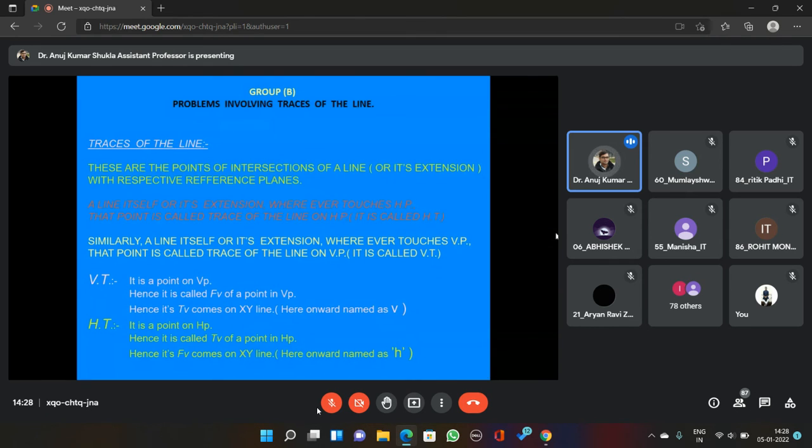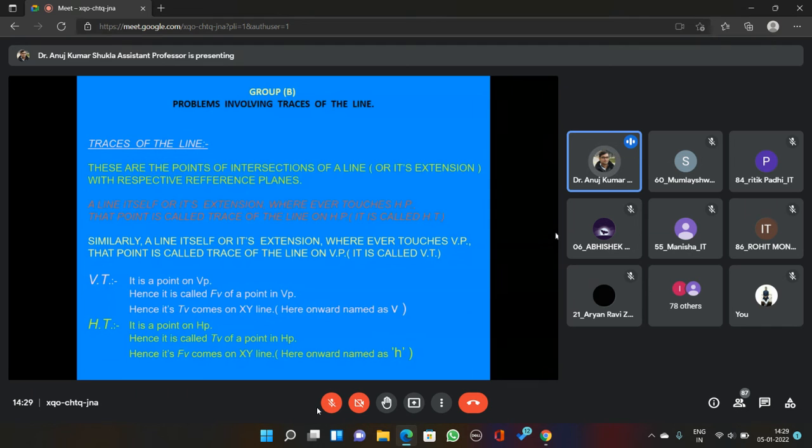Similarly, a line itself or its extension. Please let me know if you have any doubt, because my job is only limited to reading it out and making you understand. Similarly, a line itself and its extension, wherever it touches VP, that point is called the trace of the line on VP. It is called VT. Now, two additional terms come into the picture, that is HT and VT.